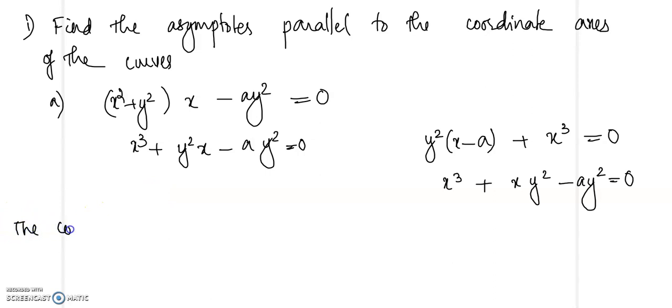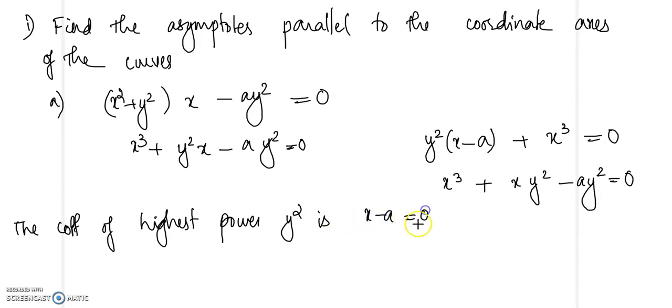So the coefficient of the highest power of y square is x minus a equal to 0. So that implies x equal to a is the asymptote. So the coefficient is x minus a, and upon equating that to 0, x equal to a is the asymptote.